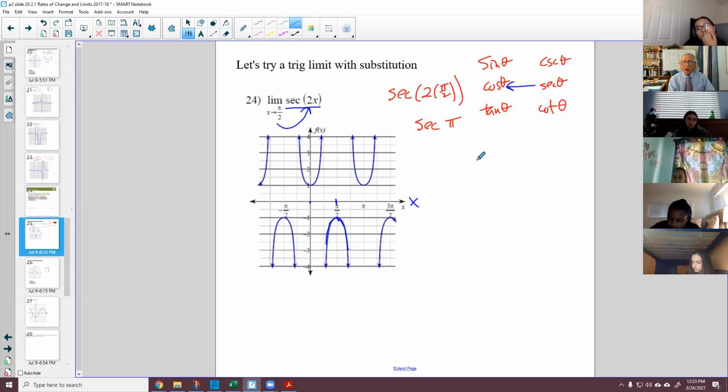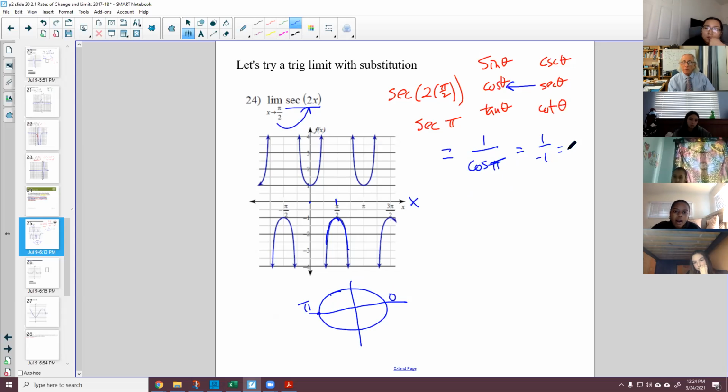So secant pi is the same thing as 1 over cosine pi. And if I go to my unit circle, remember the unit circle? Here's 0, here's pi. Well, over here, what is cosine pi? Cosine pi is -1. So I have 1 divided by -1 equals -1. So the limit as x approaches pi over 2 of secant 2x is -1.